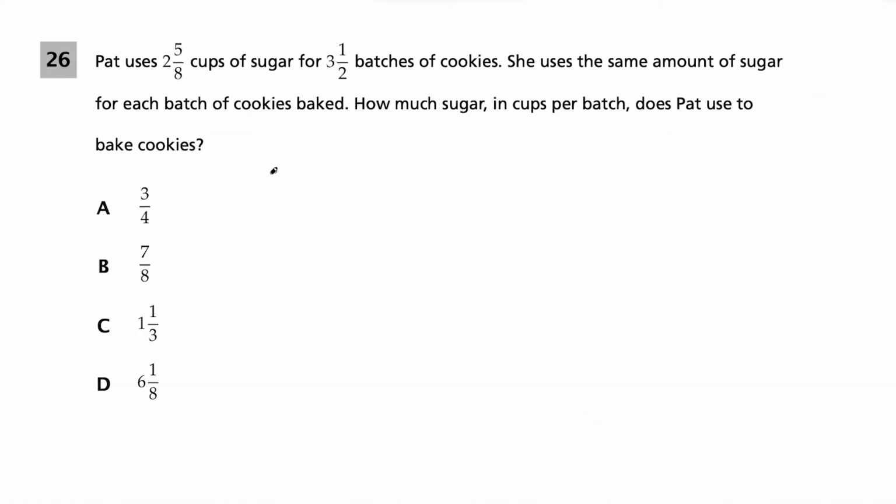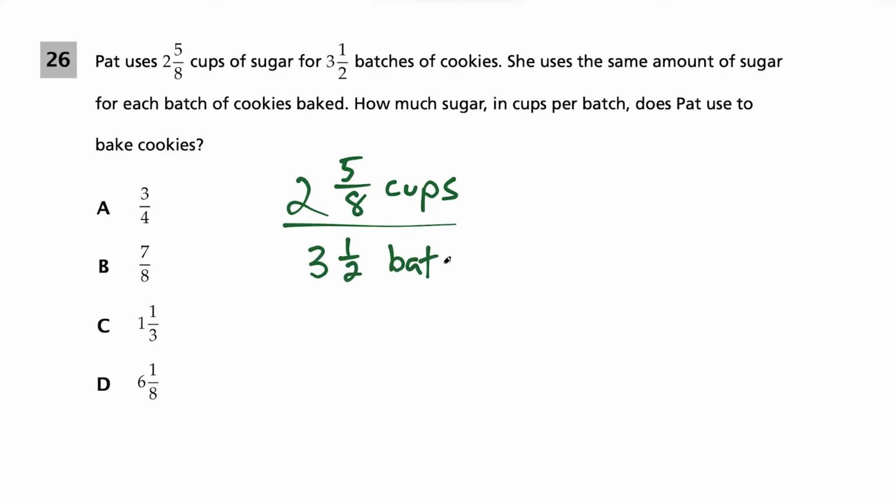Question 26, Pat uses 2 5/8 cups of sugar for 3.5 batches of cookies. She uses the same amount of sugar for each batch of cookies baked. How much sugar in cups per batch does Pat use to bake cookies? So for this one, we could just set up this ratio. We have 2 5/8 cups of sugar, and this is for 3.5 batches of cookies. Okay, so we have 3.5 batches, but I'll just write the word batch here.